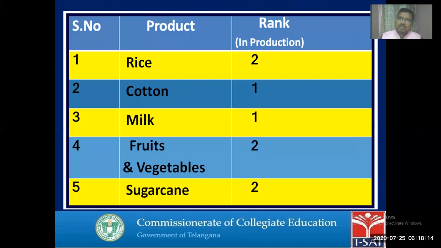That is one of the achievements of India's program. Now India has reached these ranks in the world. Rice production is second, cotton production first, milk production first, fruits and vegetables second, and sugar cane second. So India holds first and second rank positions in various crops production in the world.